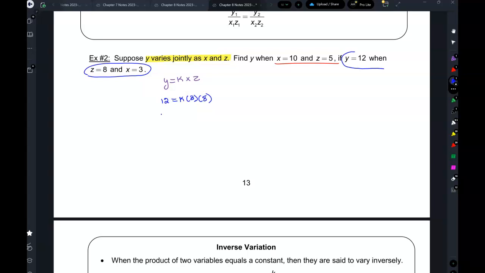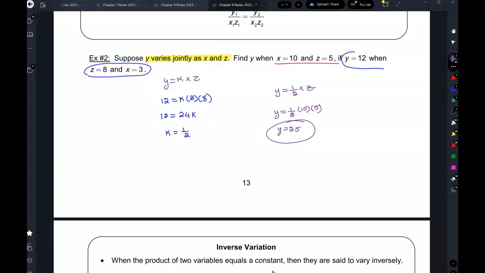Okay, so 12 equals 24k. K is equal to a half. So my equation is y equals half xz. Cool? Okay. So what's y now? Half times 10 times 5, 25.